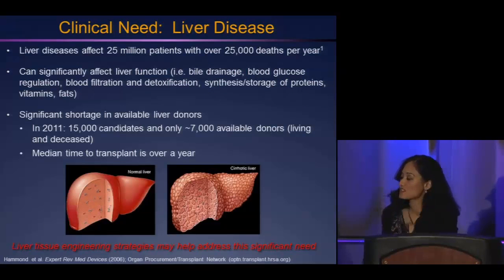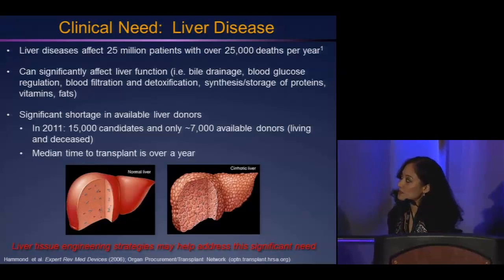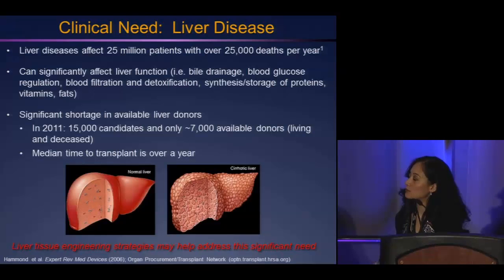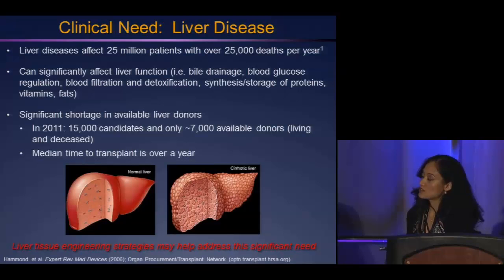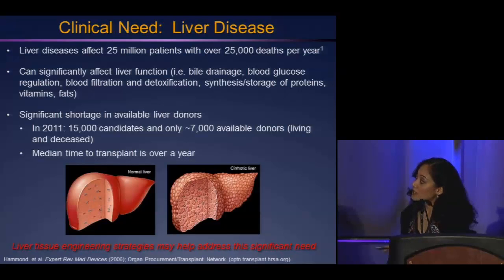So one of the focuses in my lab is to develop different tissue engineering strategies, particularly for treatment of liver disease. Now, liver disease affects 25 million patients with over 25,000 deaths per year. It can significantly affect liver functions such as metabolism, bile drainage, glucose regulation. And when it comes to severe cases where patients actually need to have a liver transplant, there's a significant shortage in the liver donors that are available to these patients.